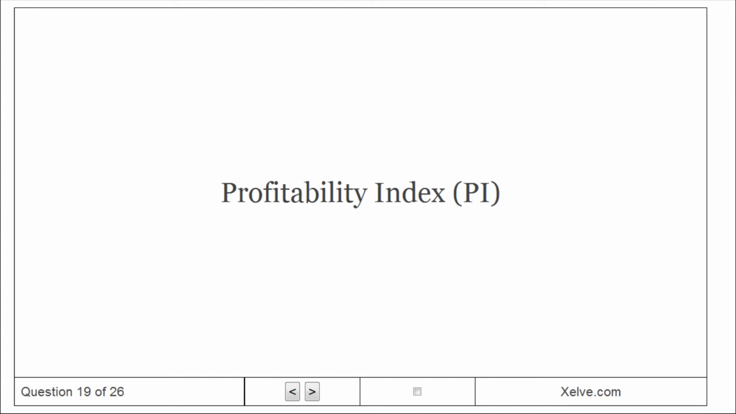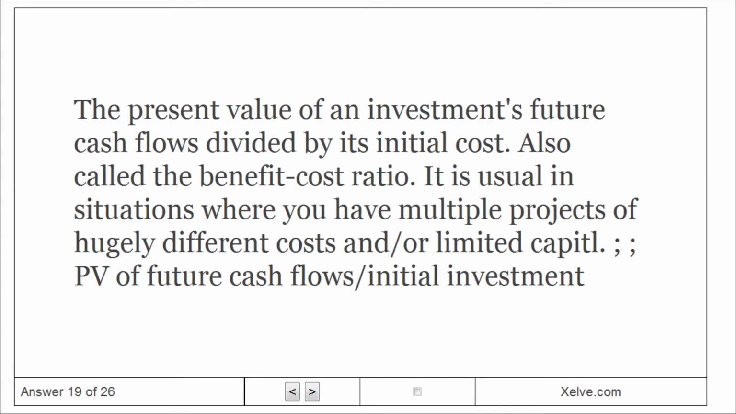Profitability index. The present value of an investment's future cash flows divided by its initial cost, also called the benefit-cost ratio. It is useful in situations where you have multiple projects of hugely different costs and/or limited capital. PV of future cash flows over initial investment.